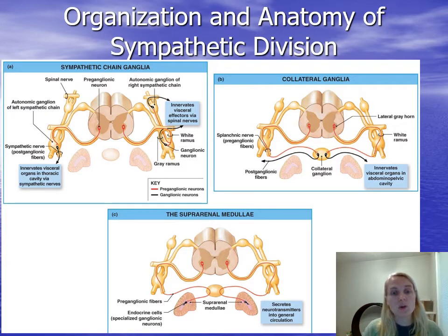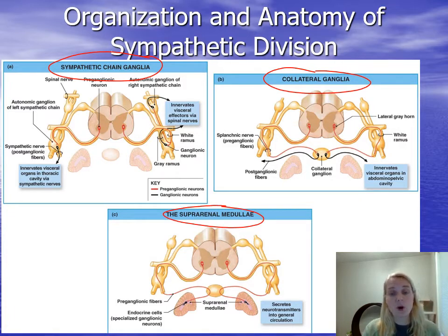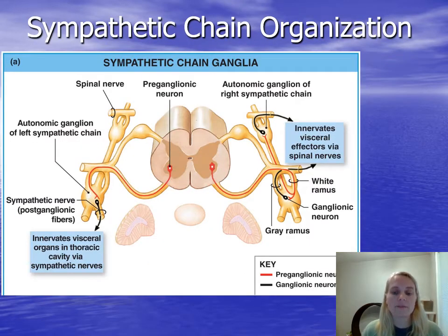So we have these three places, right? Here's our sympathetic chain, our collateral, and our suprarenal medulla. I have them all three on one place, but I'm going to go through each one of them individually. We're going to start with the sympathetic chain. All right, so they have color-coded the neurons. Red is our preganglionic neuron that starts in the central nervous system and synapses in the chain ganglia. The black is our ganglionic neuron, which we call the postganglionic fiber, which is the axon that will leave that chain ganglia and go find its target.